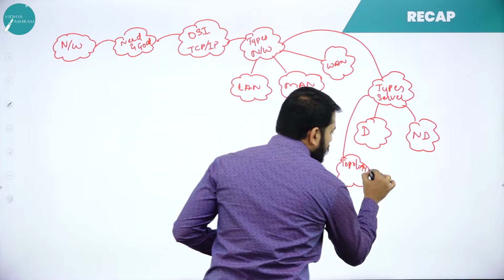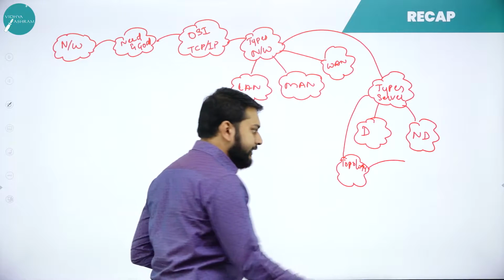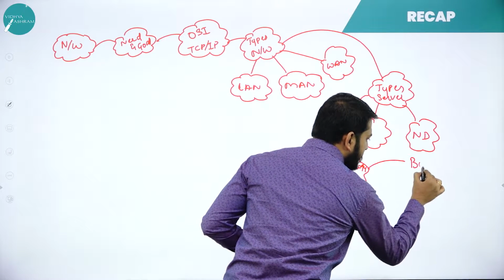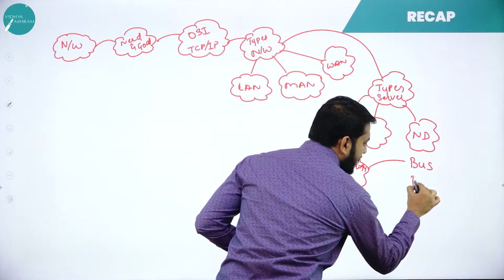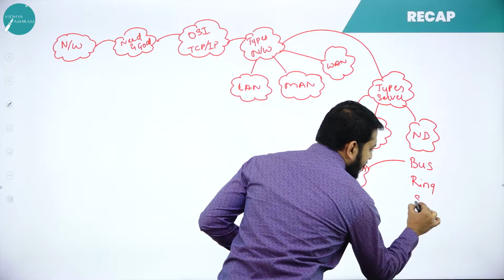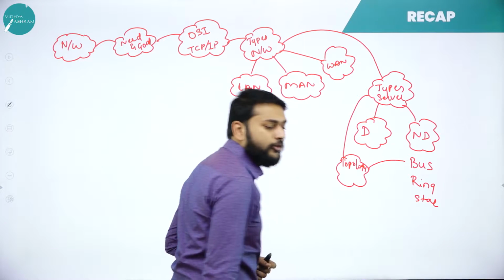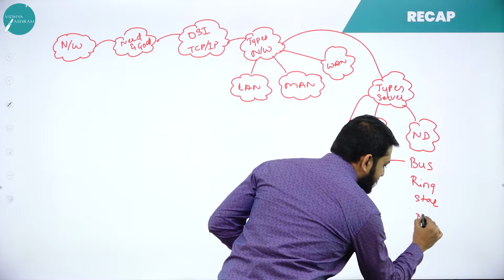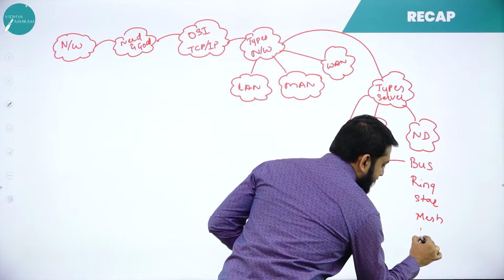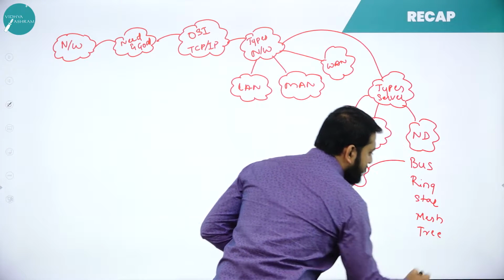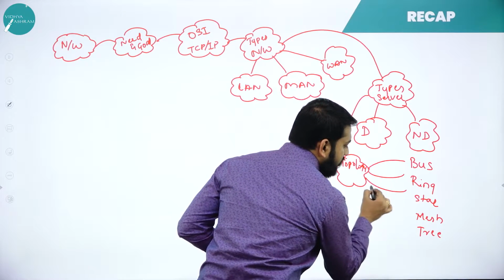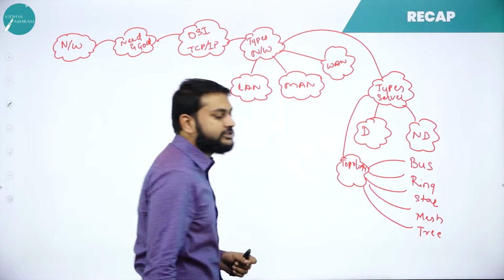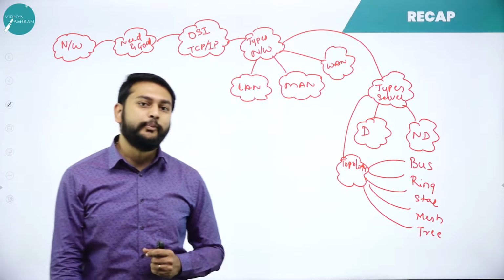Right, so how many topologies do we have? Can you all recollect? Yes, we started with bus. Then we have ring, then we have star, then what is the next one? Come on everybody, we have mesh, and we have tree. So these are the different topologies that we have. So please remember this. This is also very important.